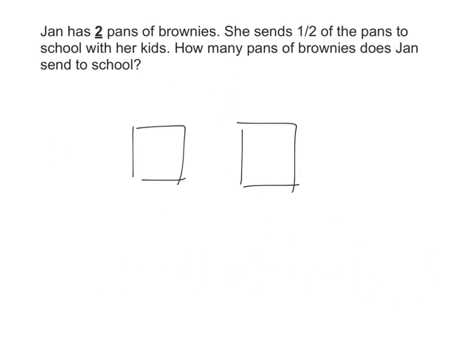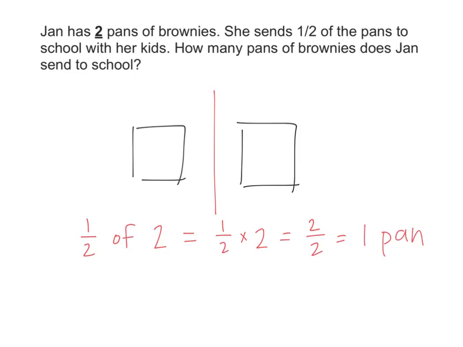Now Jan only has 2 pans of brownies, but she's still going to send half of her pans to school with her kids. So you can draw 2 pans right there to represent 2. And how can I split that into 2 equal groups? Well, I'll just draw a line down the middle. Now do I have 2 equal groups? This time I'm doing 1/2 of how many pans? 2. So it's 1/2 of 2. So how can I write that as a math expression? Everyone? 1/2 times 2. How can I write that as a fraction? 2 over 2, which equals 1 pan. So half of 2 is how many pans? 1 pan. Good. Take a moment to write that down.